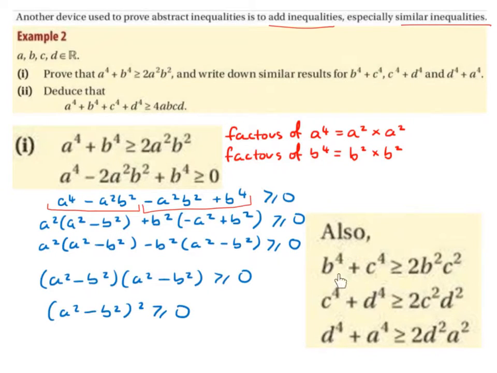The same goes for c to the power of 4 and d to the power of 4. So we still have a 2 stuck on front, and now we have c squared and d squared. And again, the same goes for d to the power of 4 and a to the power of 4. We have a 2 stuck on in front, and now we have d squared and a squared. So the exact same format as what we were asked to prove at the very start, just with different letters.